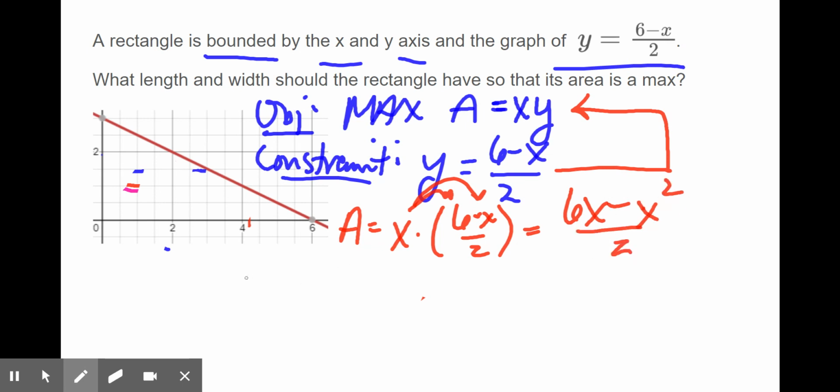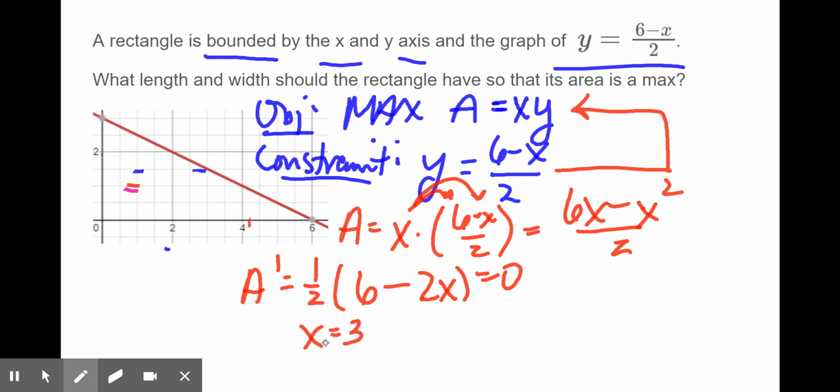All right, now let's find the derivative. Makes way more sense. Leave the 1/2 out of it. You get 6, the derivative of 6x, minus 2x. Set it equal to 0 to find the critical numbers. So you're going to get x equals 3. There's your critical number. So now, is it going to be a relative max? That's the question. Let's go to the next derivative.